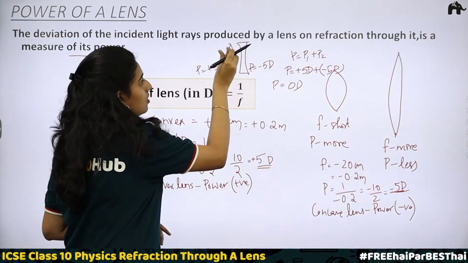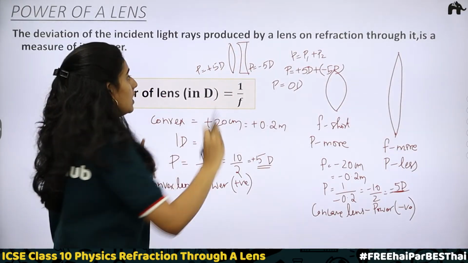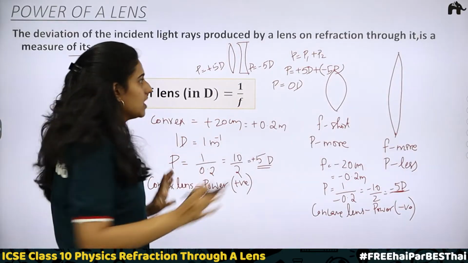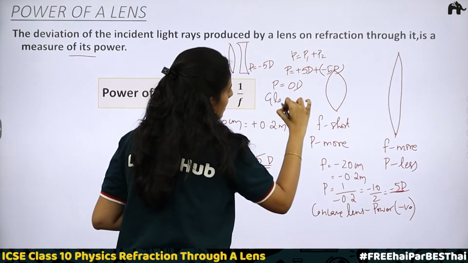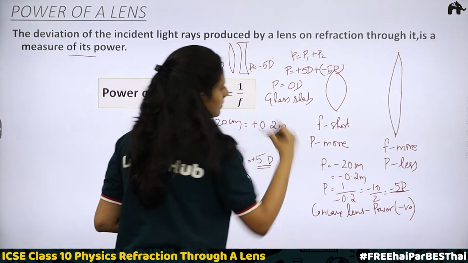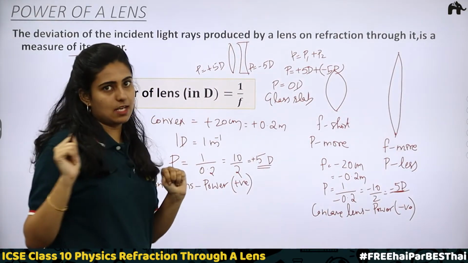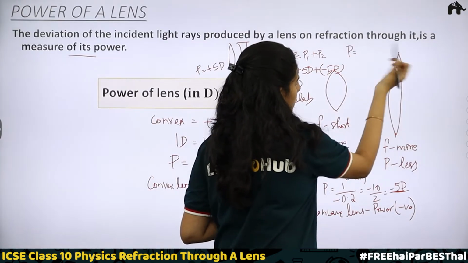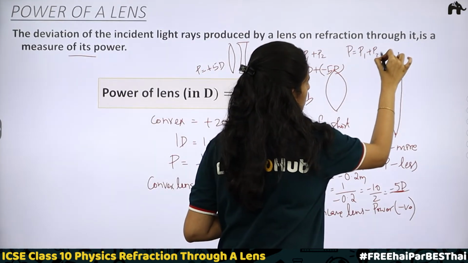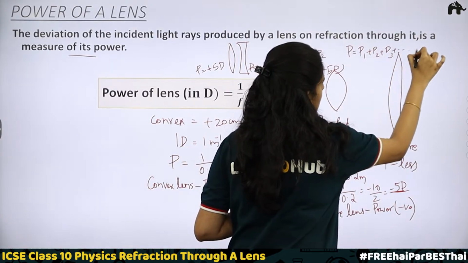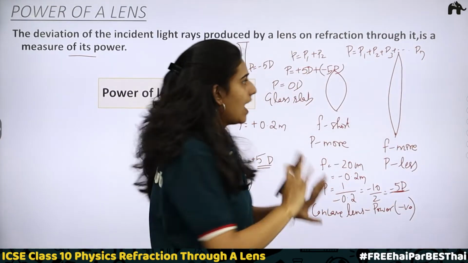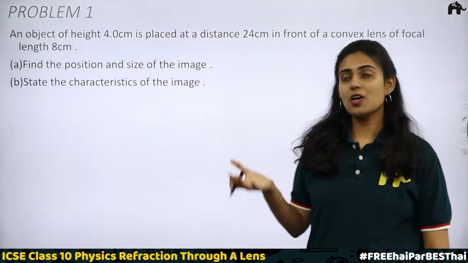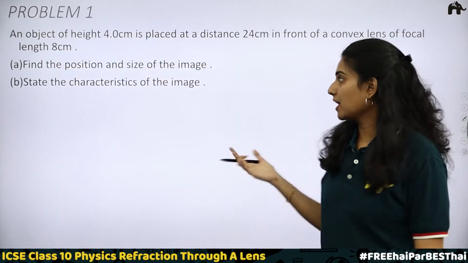When you take a convex lens and a concave lens of equal power but opposite sign, you will get power 0 diopter, and they will just act as a simple glass slab. If you have n number of lenses, then the total power will be equal to P1 plus P2 plus P3 plus, etc., up to Pn. Just take the algebraic sum, you will get the power. Clear? Let us now solve problems using the lens formula and magnifications.